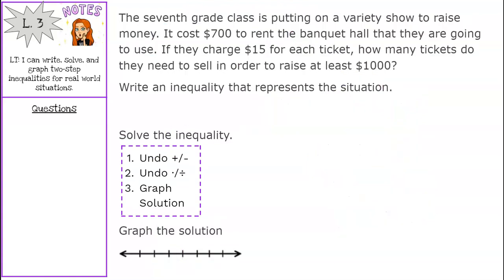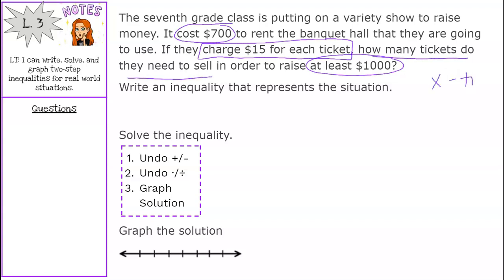All right, one last example for you guys. The 7th grade class is putting on a variety show to raise money. It costs $700 to rent the banquet hall that they are going to use. If they charge $15 for each ticket, how many tickets do they need to sell in order to raise at least $1,000? So what we don't know is how many tickets they're going to sell. So our variable x is going to be the number of tickets that they need to sell.